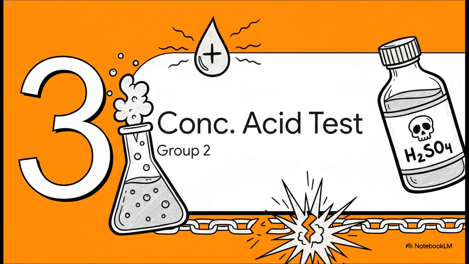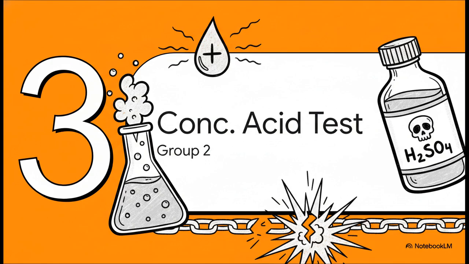So, what if there was no reaction with the dilute acid? That's a clue in itself. It tells us our suspect is a bit tougher than we thought. So, it's time to escalate. We're going to bring out the big guns. Concentrated sulfuric acid. This stuff is a way more powerful reagent, and it's designed to force a reaction out of our group 2 anions.